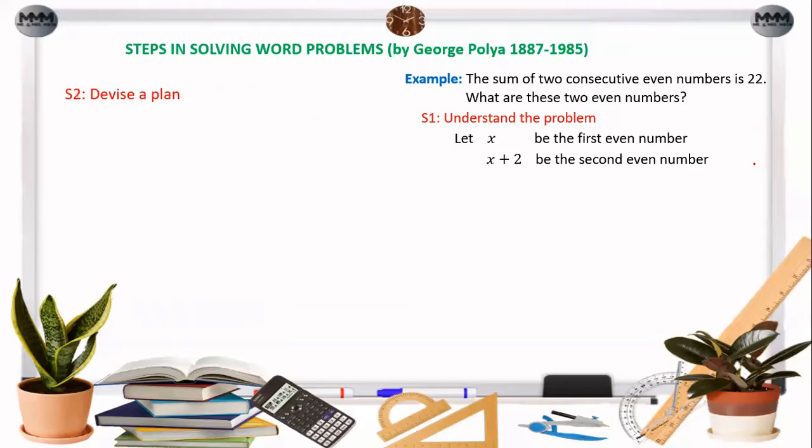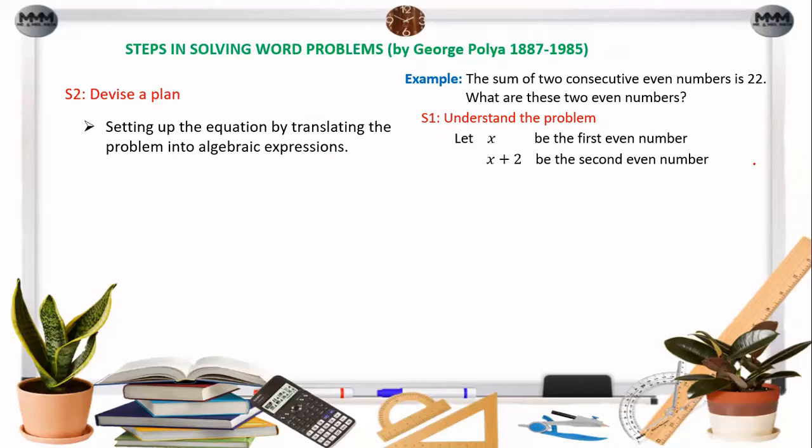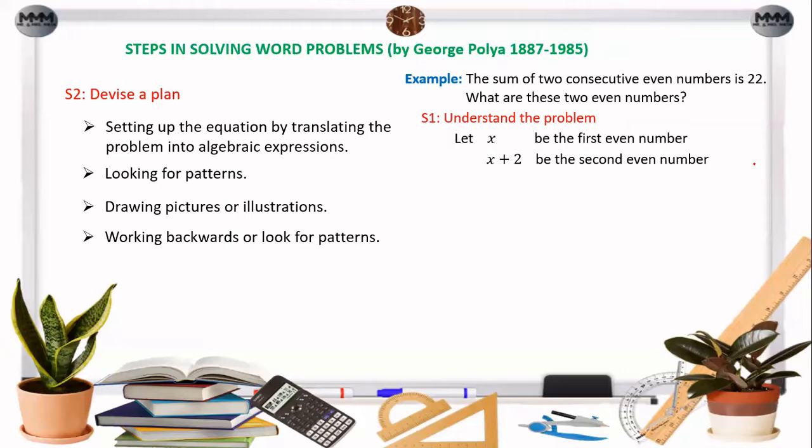Let's have here the second step, which is to devise a plan. This step includes the strategies that you are going to use to attack the problem. You can set up the equation by translating the problem into algebraic expressions. If it can be applied to the problem, you can look for patterns, or you can draw pictures or illustrations, or you can work backwards, or you can eliminate possibilities and others. So let's work on the second step in this given problem.